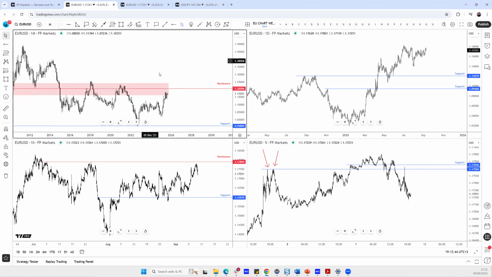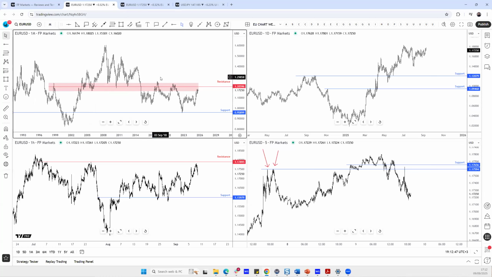But again, guys, this is a longer term view. With support and resistance, you can look from the top down. You can start at the monthly, then work to the daily, H1, and then the M5 for your entry. It depends on what kind of trader you are.